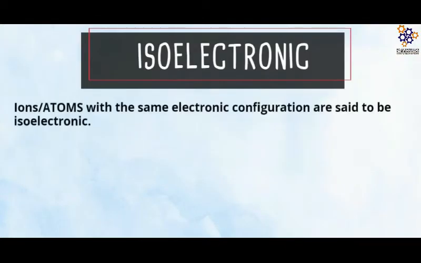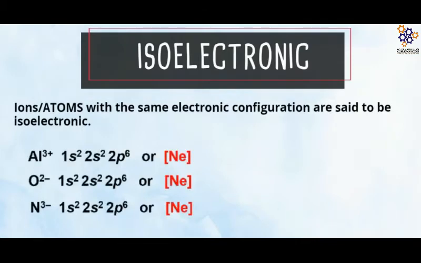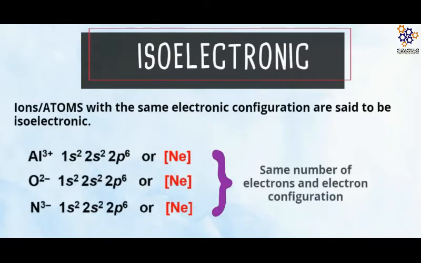Isoelectronic. Ions or atoms with the same electronic configuration are said to be isoelectronic. Aluminium ion, oxide ion and nitride ion have the same number of electrons and electron configuration, so they are isoelectronic.